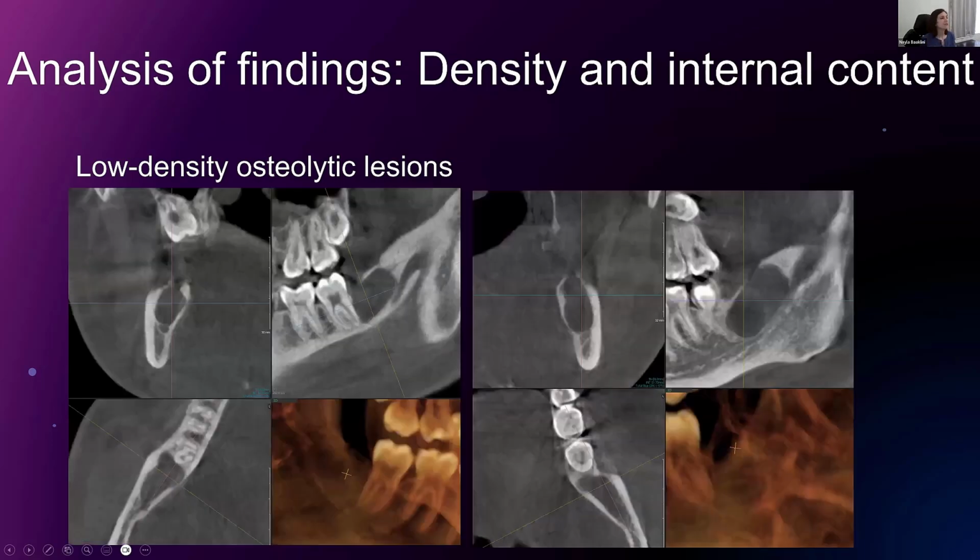On to the next case, we have bilateral low density lesions in the posterior mandible. Here we have the right mandible, coronal, sagittal, axial, and 3D rendering views, and here is the left mandible. These lesions are also homogeneous in their internal content. There is only low density in the internal content. We don't see anything else.